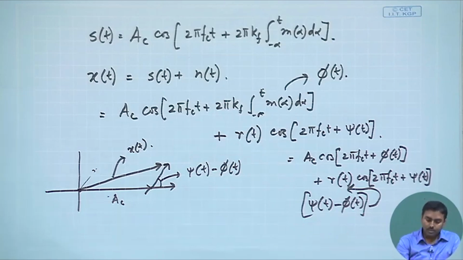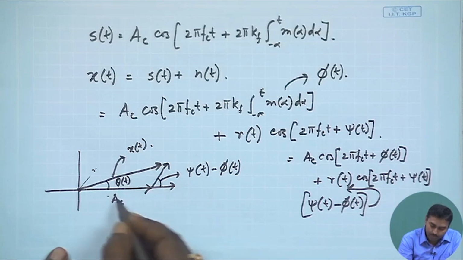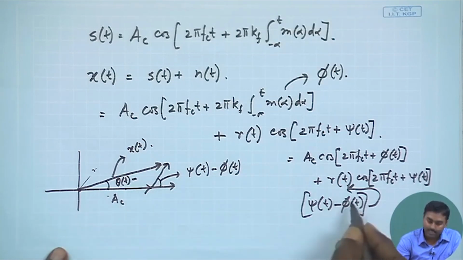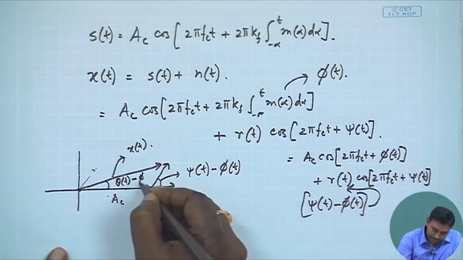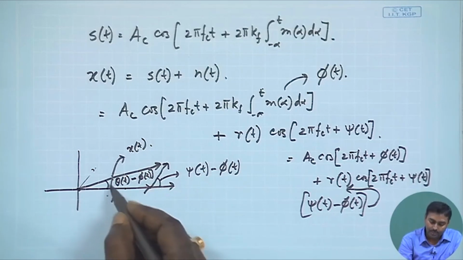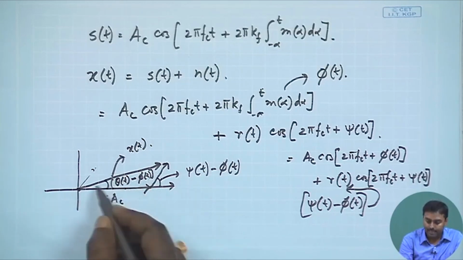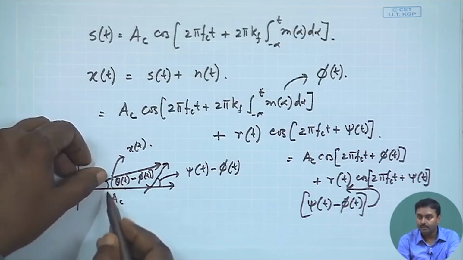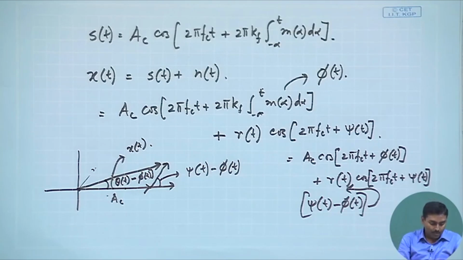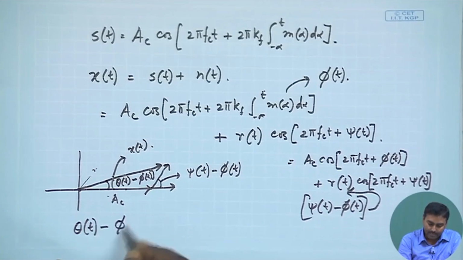Immediately, that must have some angle. Let us call that theta t. Of course, it is with reference to this one. So, this must be theta t minus phi t, because the reference is already phi t. Therefore, if this has some angle theta t, the actual angle between these two should be theta t minus phi t. So, now I can write this theta t minus phi t.